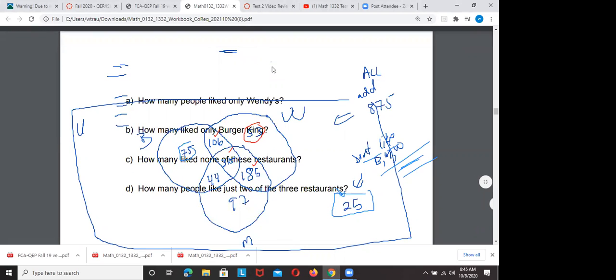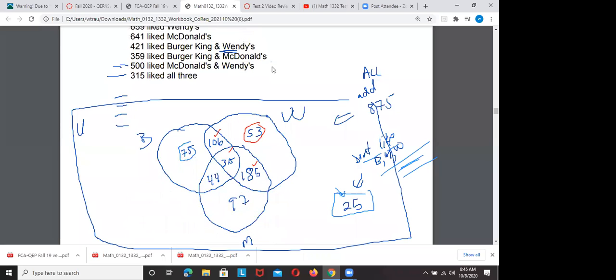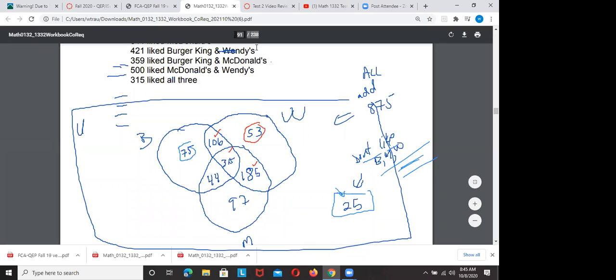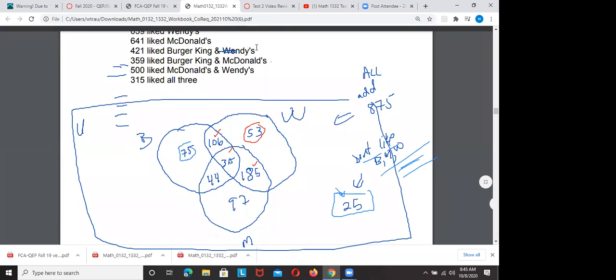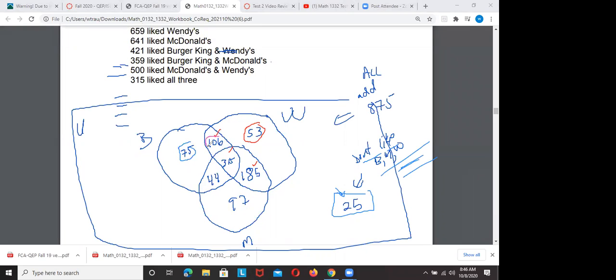And how many people like just 2 of the 3 restaurants? So we have to find all the people that like only 2 restaurants. I'm going to do that in a different color, in pink. Do you see these people like 2 restaurants? They like Burger King and Wendy's.